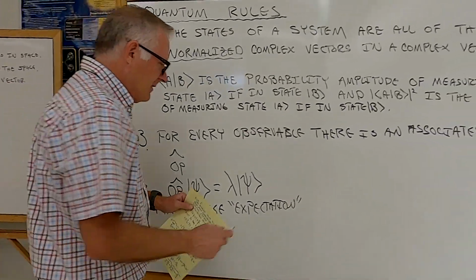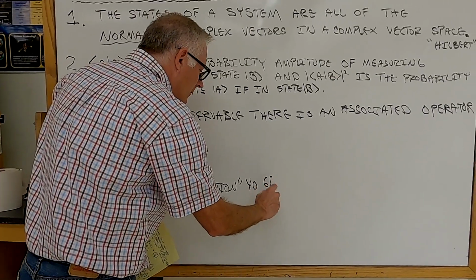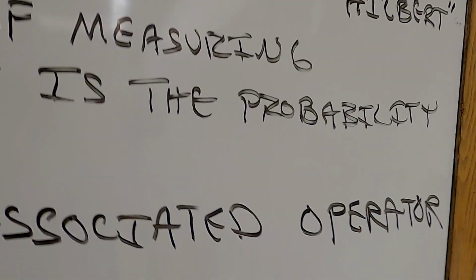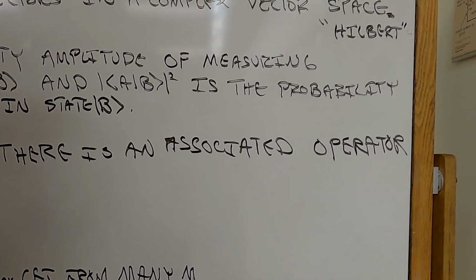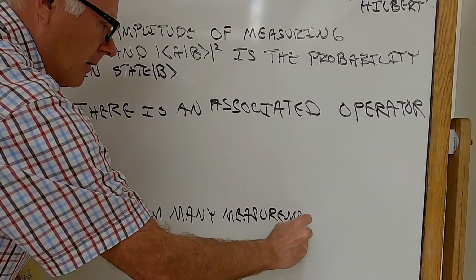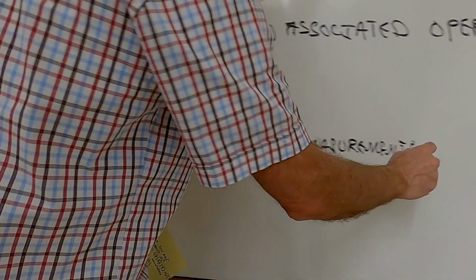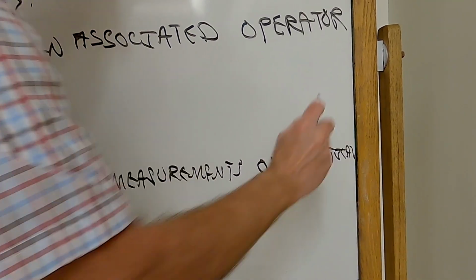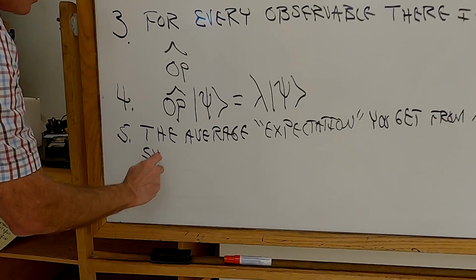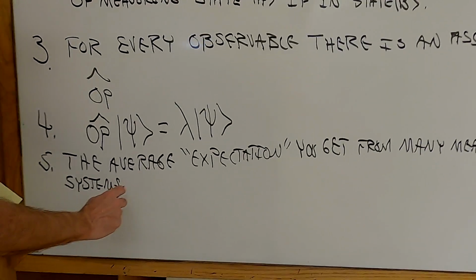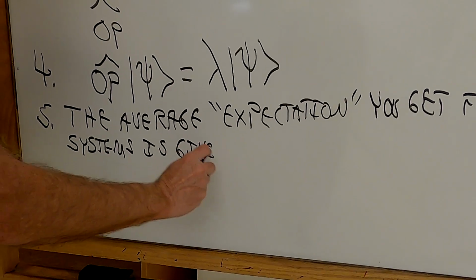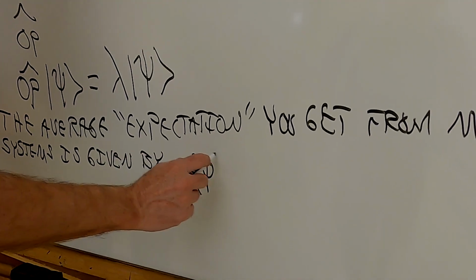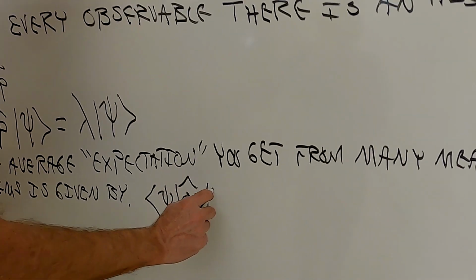You get from many measurements of identical systems is given by, and so what you do is you take your psi, you put your operator in there, whatever you're measuring, in your psi like that.